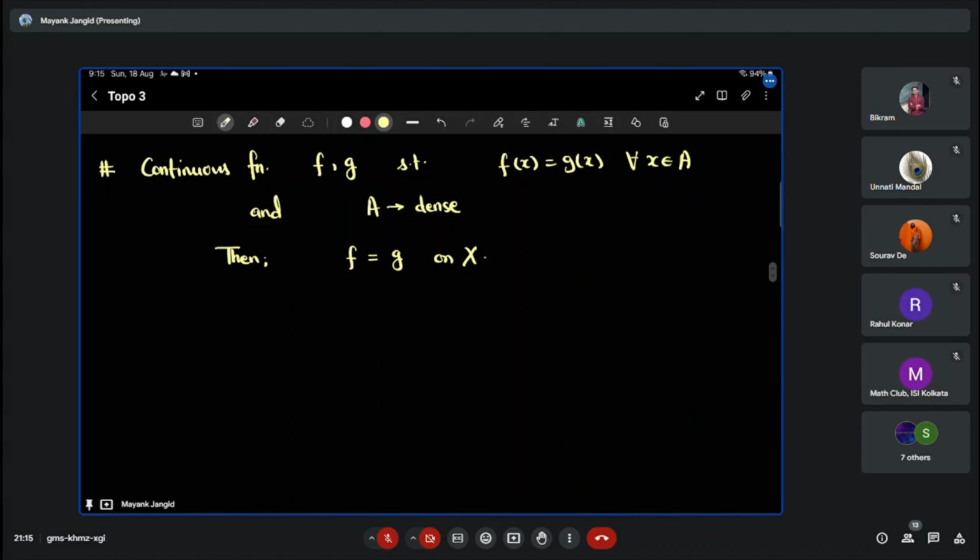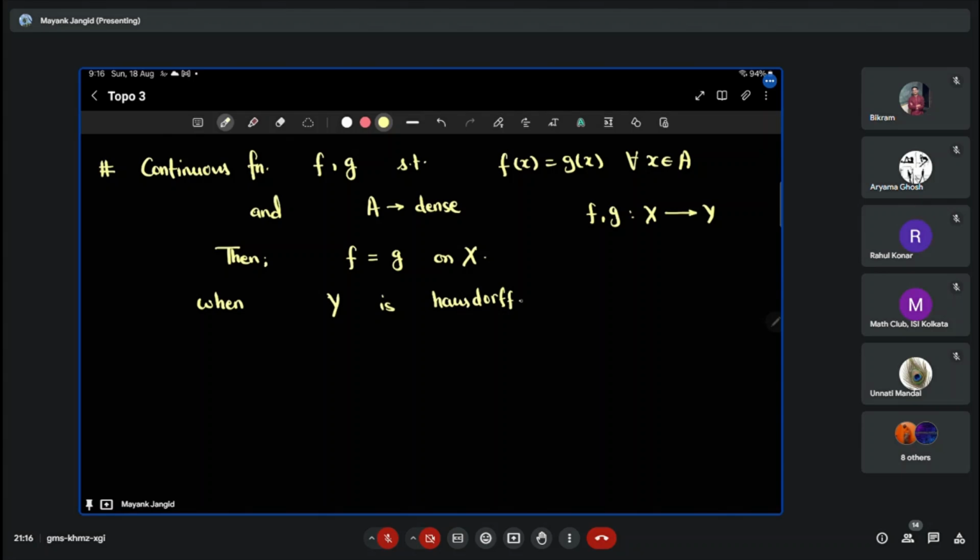This happens when, let f and g be maps from, say, X to Y, where Y is Hausdorff. I should be able to separate the points. In this case, the continuous functions agree everywhere if they agree on the dense set.